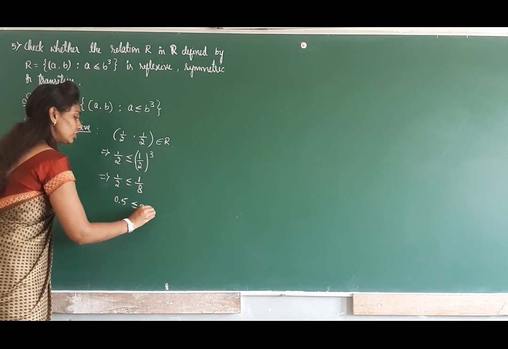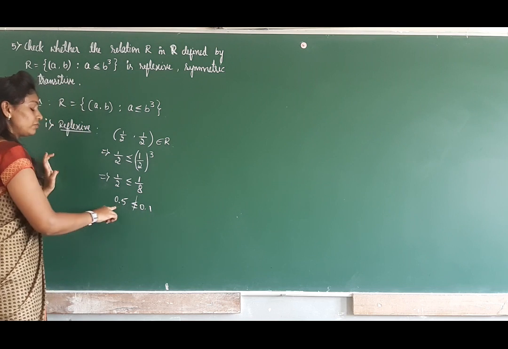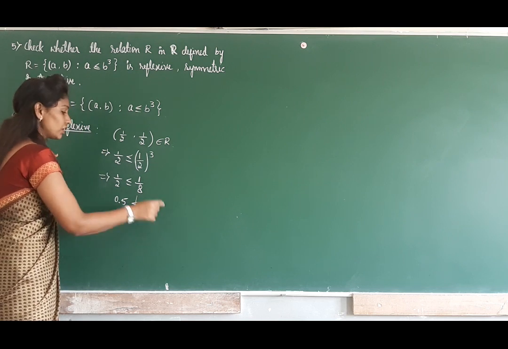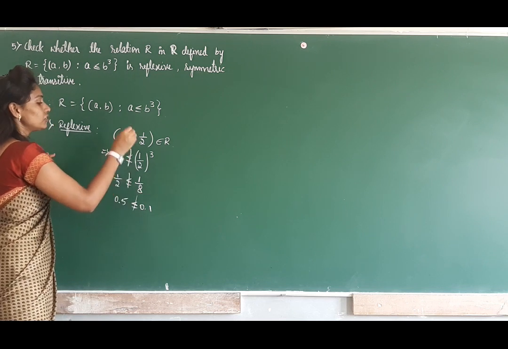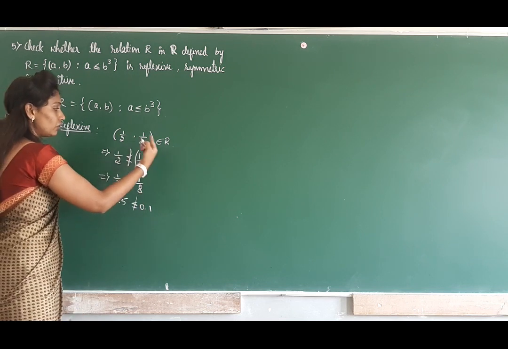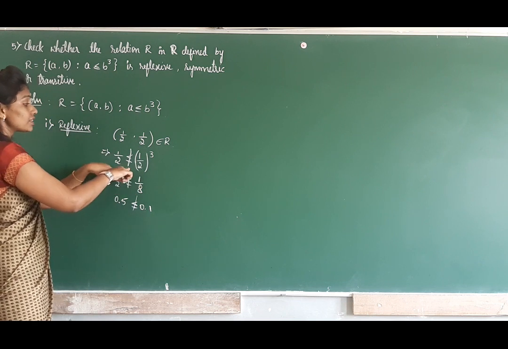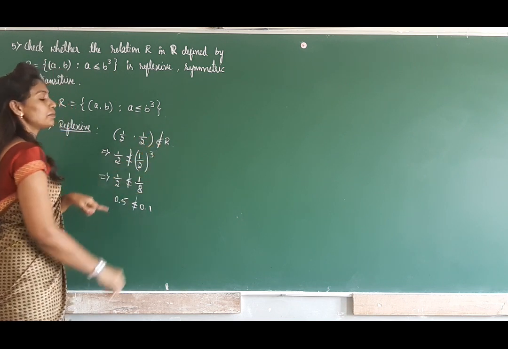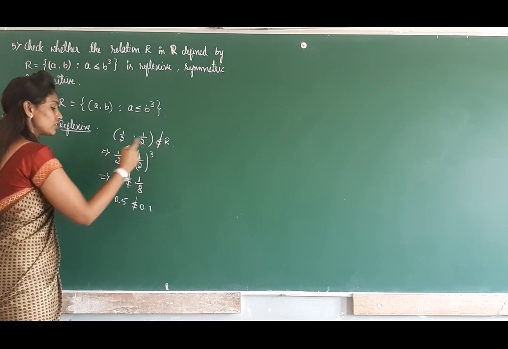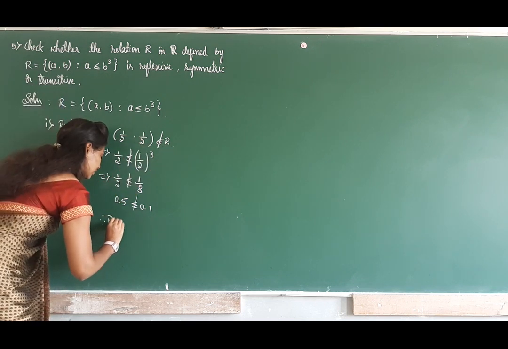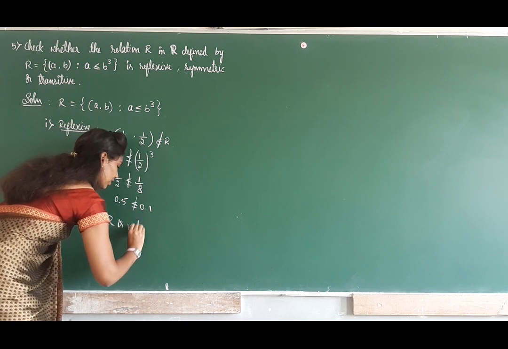Is it true? No, right? So 0.5 is not less than or equal to 0.1, that is, 1 by 2 is not less than or equal to 1 by 8, that is, 1 by 2 is not less than or equal to (1 by 2) whole cube. Not less than or equal to means it does not belong to R. Okay, (1 by 2, 1 by 2) does not belong to R. Therefore, R is not reflexive.